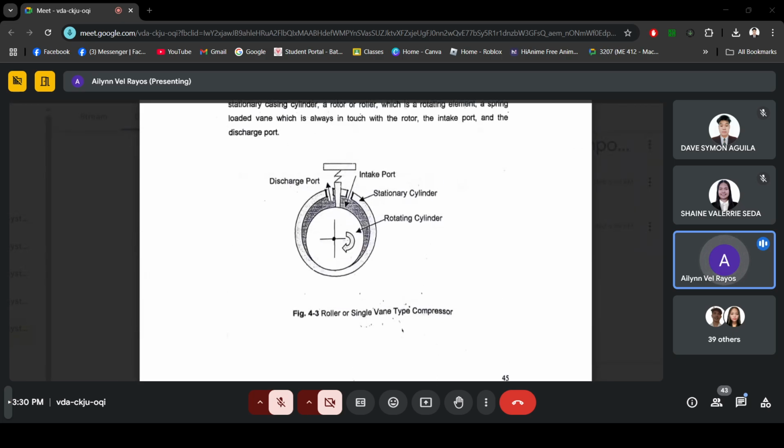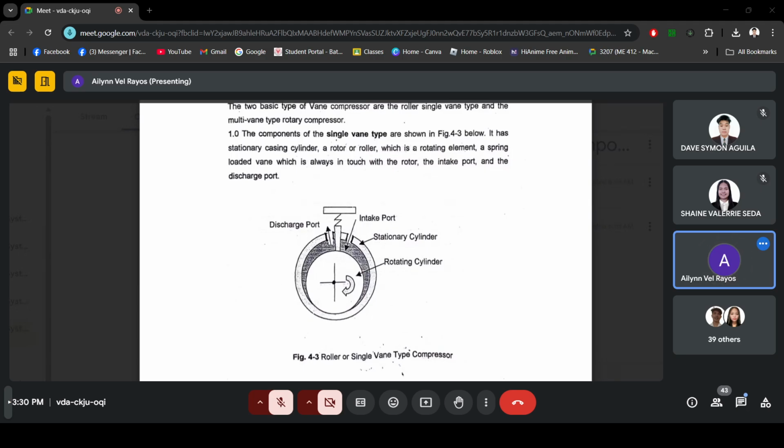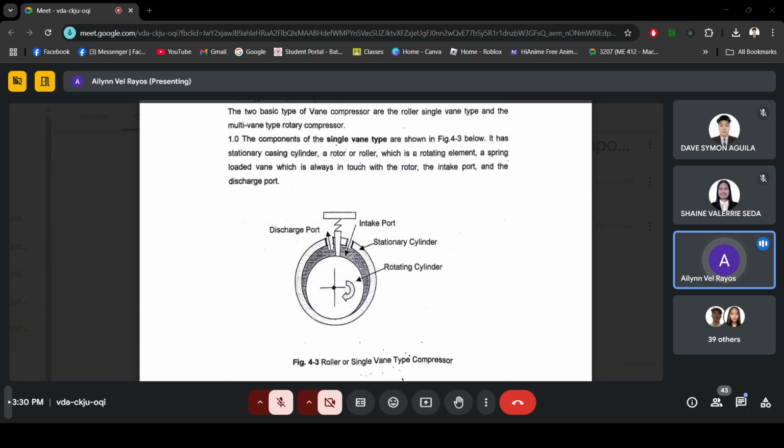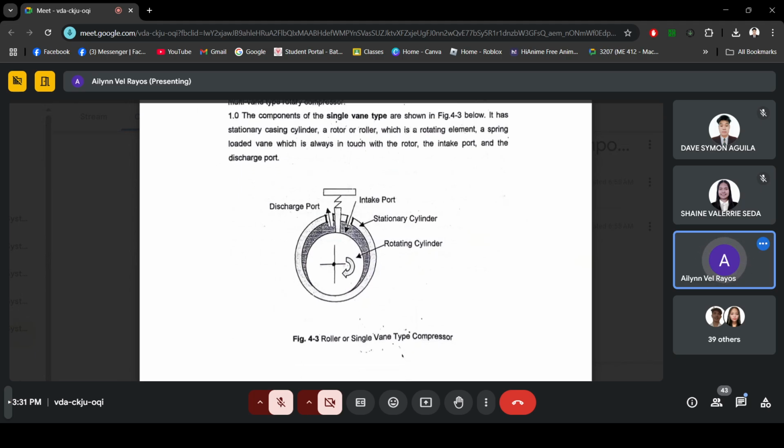So we have the roller or single vane type compressor. The components of the single vane type are shown in this figure. It has a stationary casing cylinder, a rotor or roller, which is a rotating element, a spring-loaded vane, which is always in touch with the rotor, the intake port, and the discharge port.